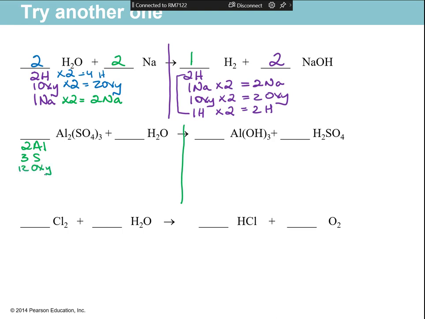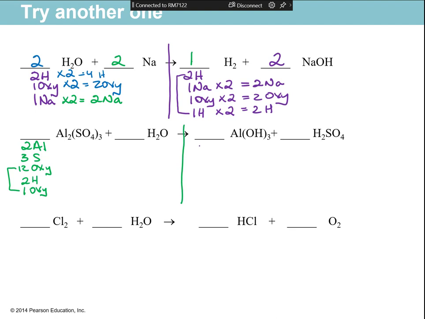Right, because it's 4 oxygens times 3 gives me 12. And then I've got to list how many are in the water. So H2O is 2 hydrogens and 1 oxygen. So now I've got these. Those 2 oxygens on that side are going to get bracketed. Let's go over to the other side.